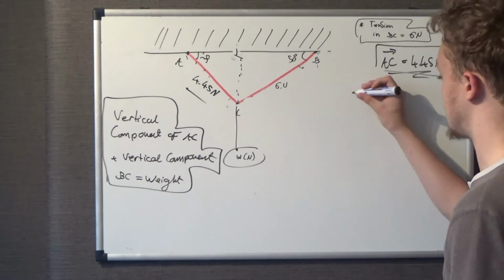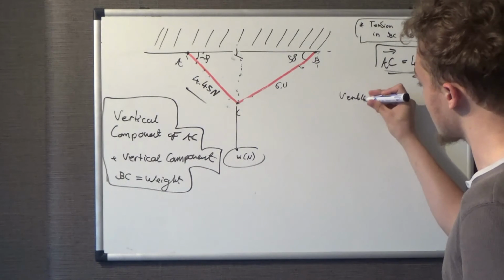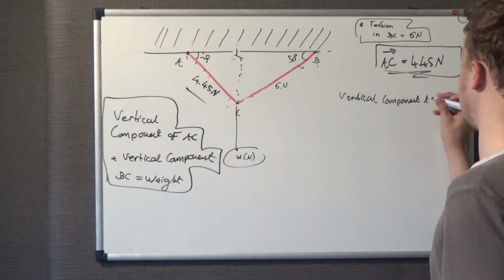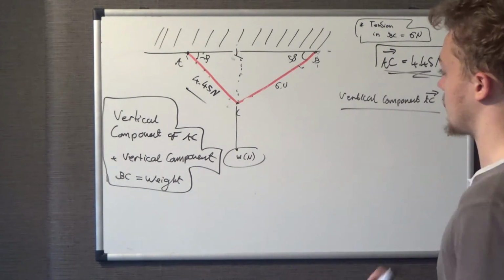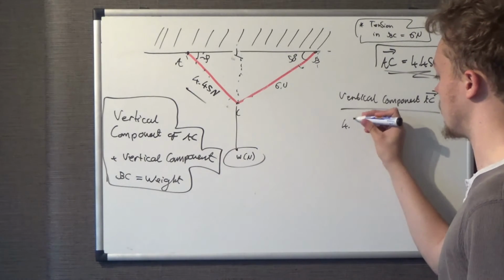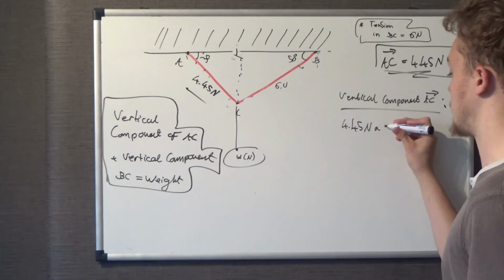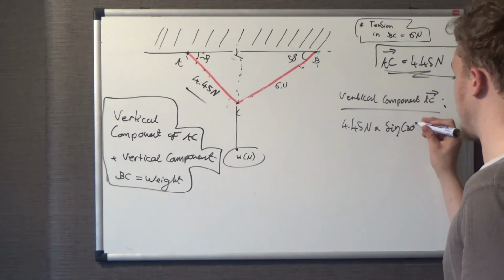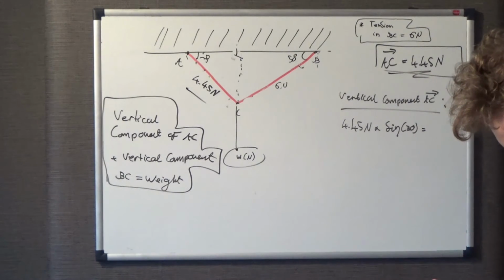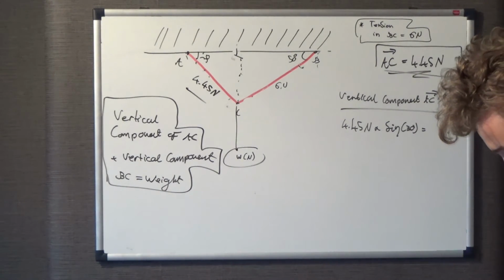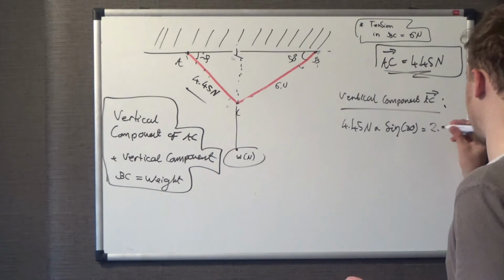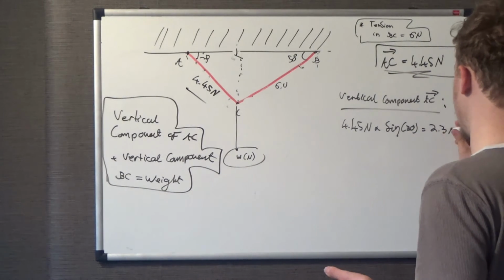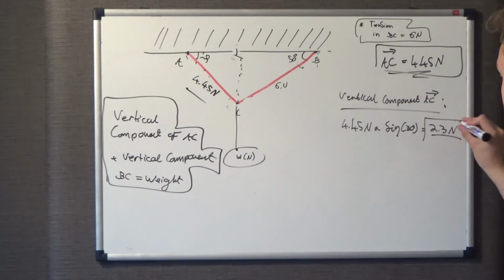As I say, it's about sine. So the vertical component A to C is 4.45 newtons, or the answer you got saved in your calculator, times the sine of 30 degrees. And it should get you an answer of 2.3 newtons, or thereabouts. Again, I would leave that answer saved in your calculator.